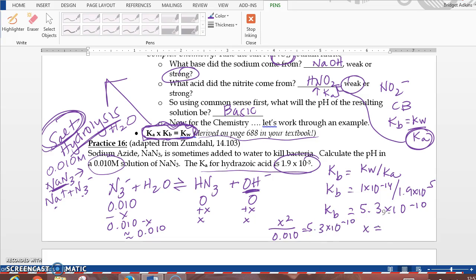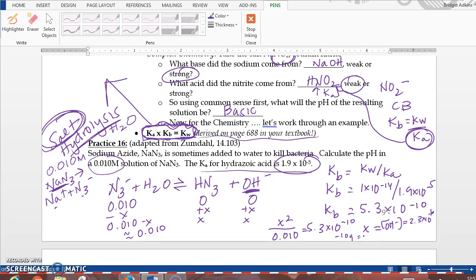So when I get that x, it's not going to be an H plus, it's going to be an OH minus. And so OH minus equals 2.3 times 10 to the negative 6. So if I negative log that, which kind of becomes our habit, right? We negative log, we get an answer. That negative log is a pOH.